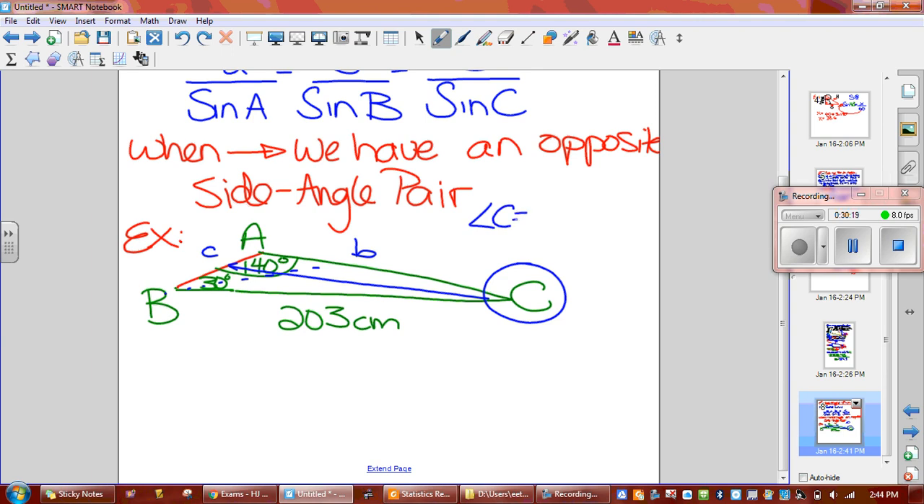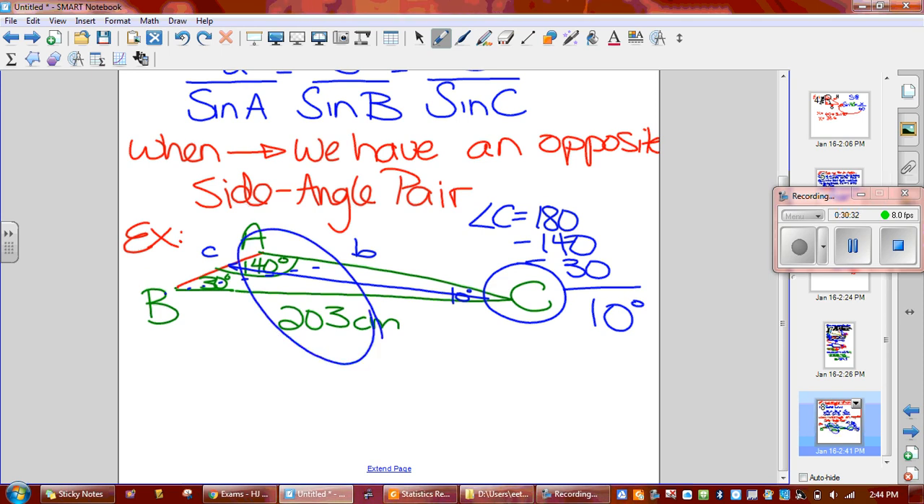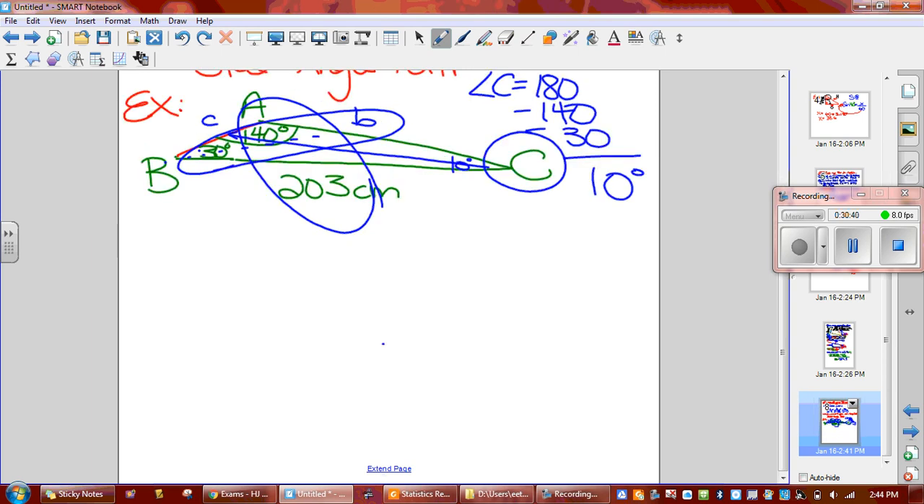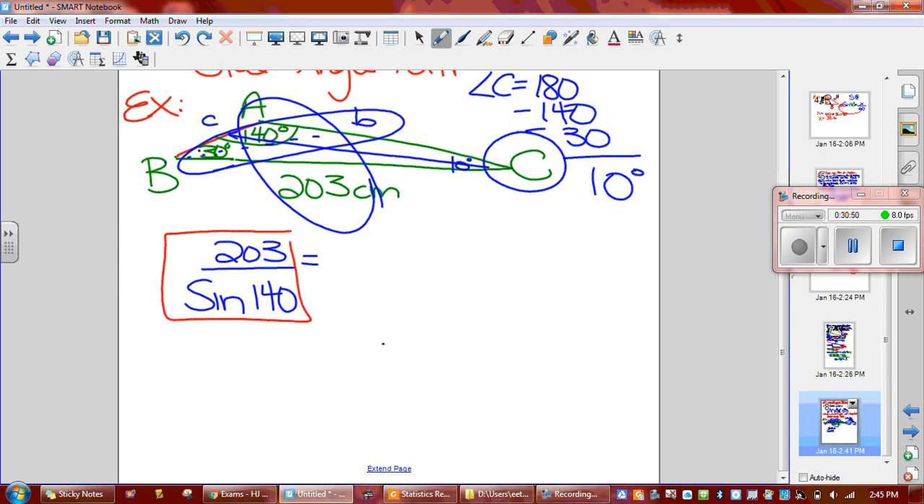Now we've got an opposite pair right here, and we're asked to find B, and B is across from his angle. So now we're going to set up our situation. So we've got 203 over sine of 140. That's his opposite pair. That's called our true ratio. The true ratio has a number on top and on the bottom. And that's the one that you are going to cross multiply with for all of the answers. So the next one, we want side B across from sine 30 degrees. And then we want side C across from sine 10 degrees.